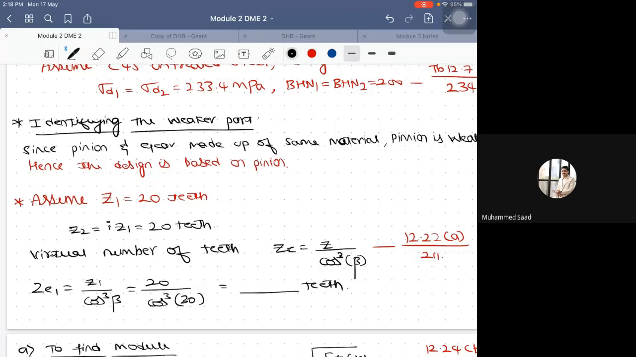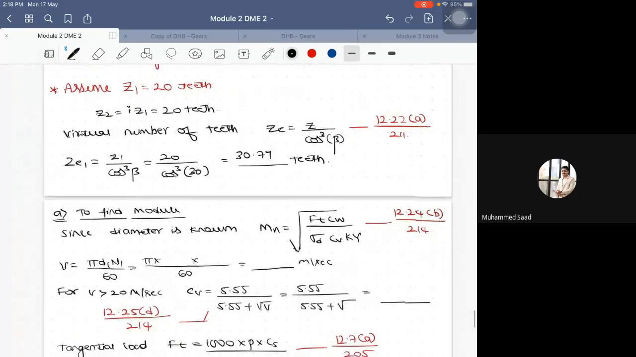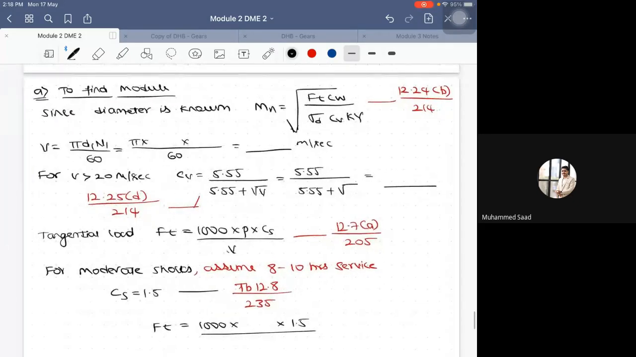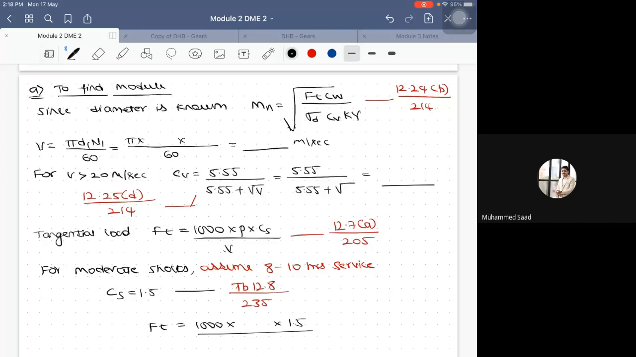26.67. Which one is the value, 26 or 30? Okay, most of them are saying 30.79. So I would take that 30.79. Now all of you just start module calculations. Same thing, nothing has changed. Take that particular equation 12.24, which is for the module calculations of a helical gear.